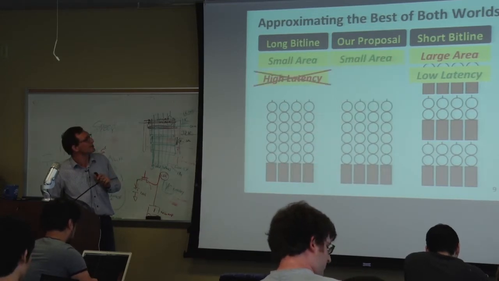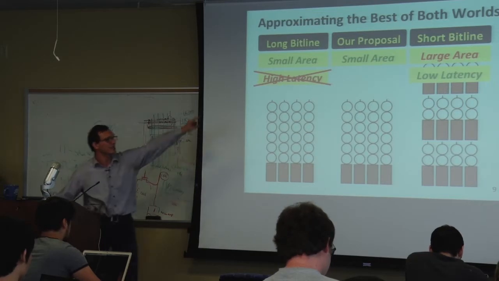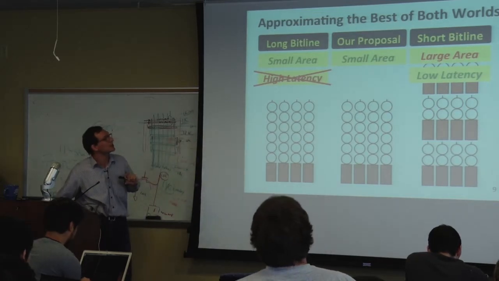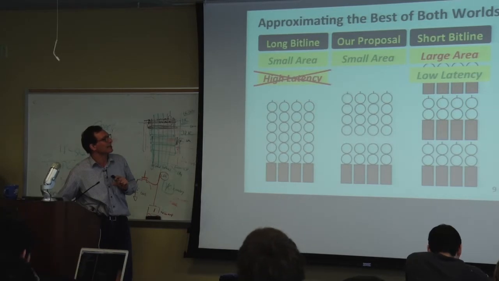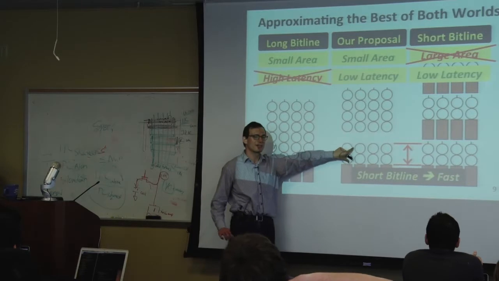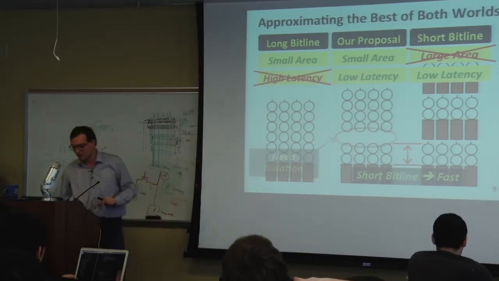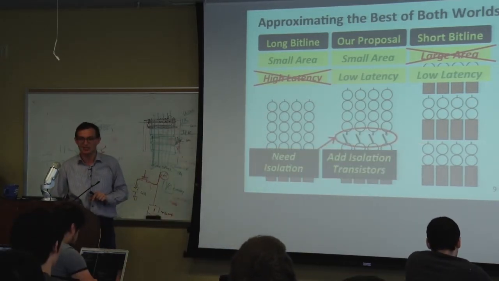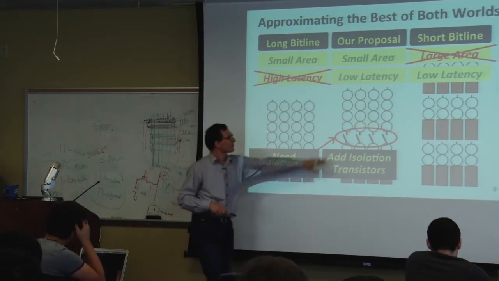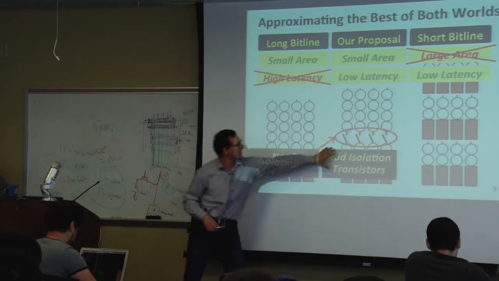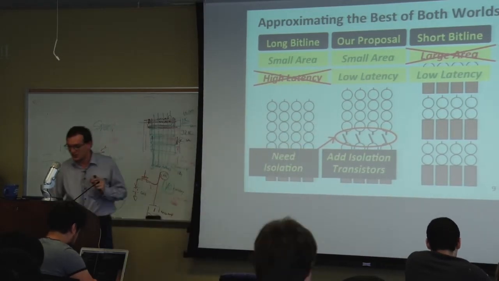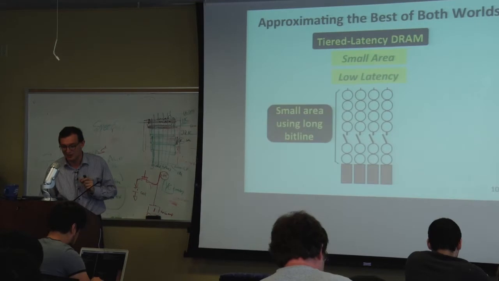Well, let's start with this long bit line such that we get small area. But let's try to get a portion in that long bit line that looks like the short bit line. So let's isolate this little part over here from the rest with these isolation transistors that we can turn on and off from the memory controller. Now this creates an area that's fast, and this gives you high capacity with the addition of these additional transistors. That's the idea of this tiered latency DRAM.